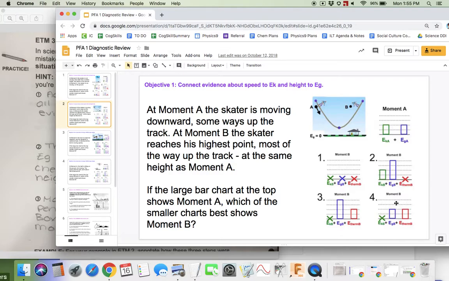And I know that the only correct answer choice has to be number 4 here because the height at B is the same as the height at A. Therefore, the gravitational energy needs to be 2 bars at moment B if the gravitational energy is 2 bars at moment A.